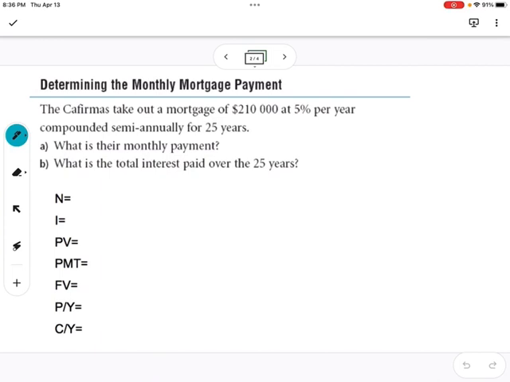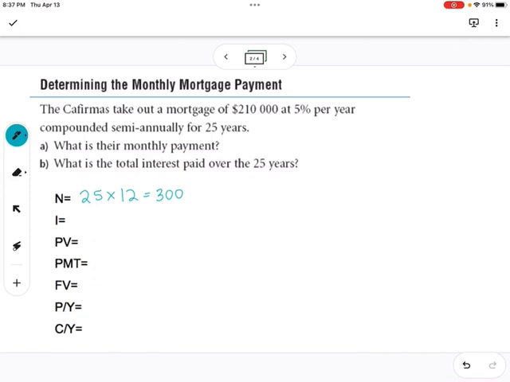So the Kafirmas take out a mortgage of $210,000 at 5% per year compounded semi-annually for 25 years. What is their monthly payment? Okay, so our number of payments, N, is our 25 years times our monthly payments, which is 12. So our N is 300.